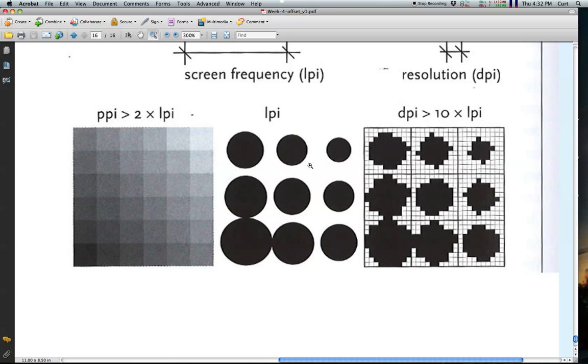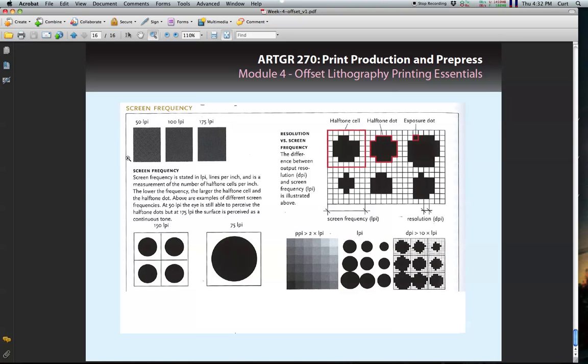So I hope you're not getting confused. You don't have to worry about DPI too much. LPI is lines per inch, and that's your physical printing screen. PPI is your pixels per inch, and that's your digital resolution. So that's about as deep as we need to go into resolution at this point. If you work in pre-press, you can go even deeper and learn more of the science of it. Anyways, there you go.